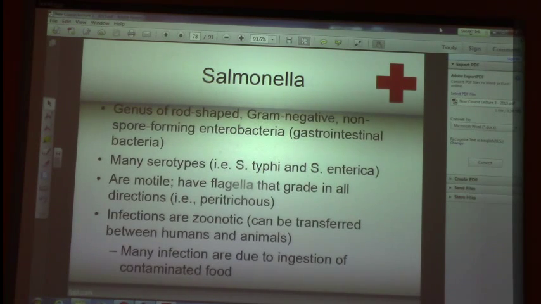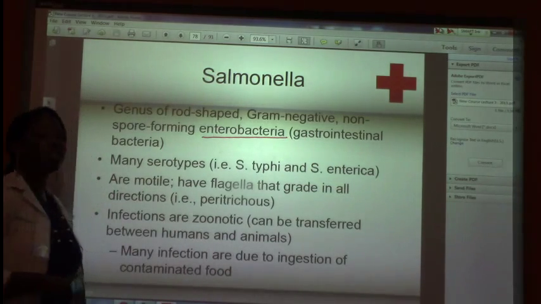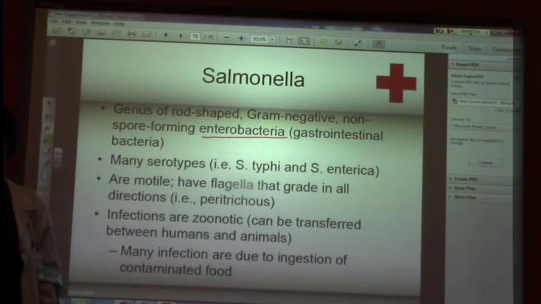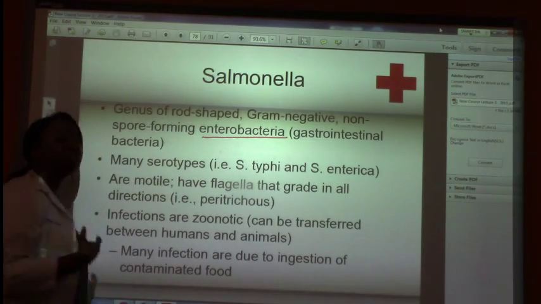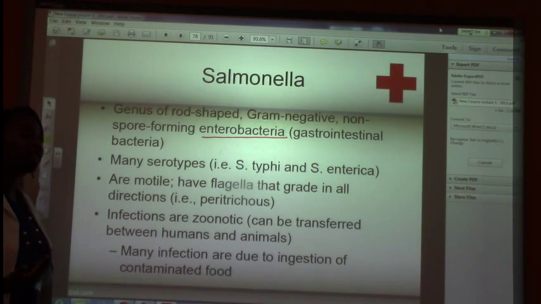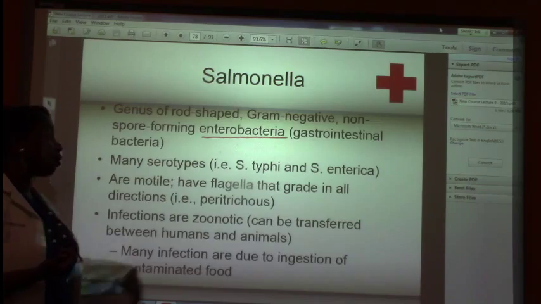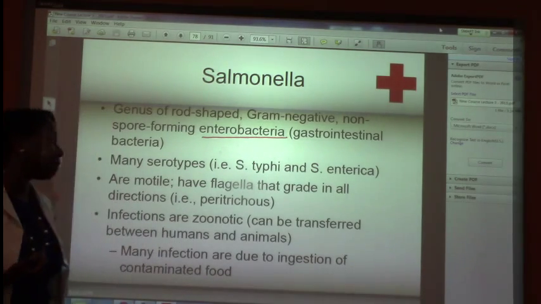Salmonella is the next genus. So these two are rod-shaped and gram-negative. They are non-spore-forming enterobacteria. Now when you see the term enterobacteria, that means that these bacteria are present within the gastrointestinal tract, and they can impact the gastrointestinal tract. Similarly to E. coli, there are many serotypes, so there are many different strains of Salmonella. The two more common types would be S. typhi, Salmonella typhi, and then Salmonella enterica.